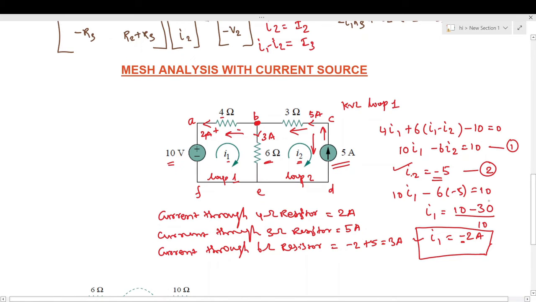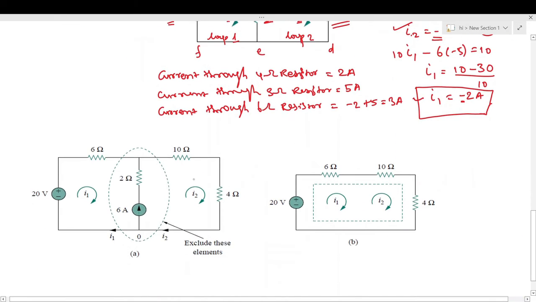Now when we proceed further, if a current source is connected between two loops, that is common to both the loops, then this will form the super mesh. The super mesh has certain properties, that is, the super mesh properties we can write here.